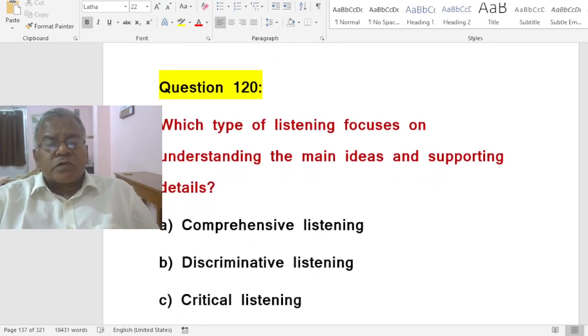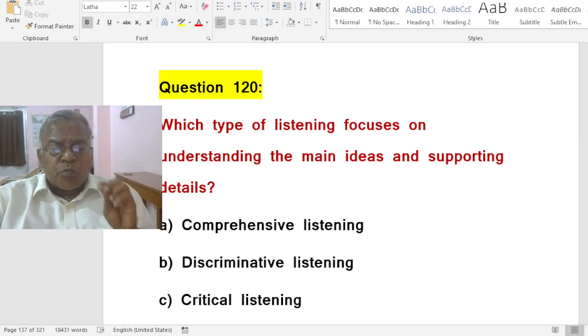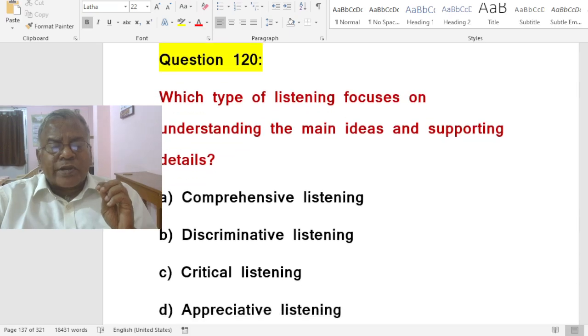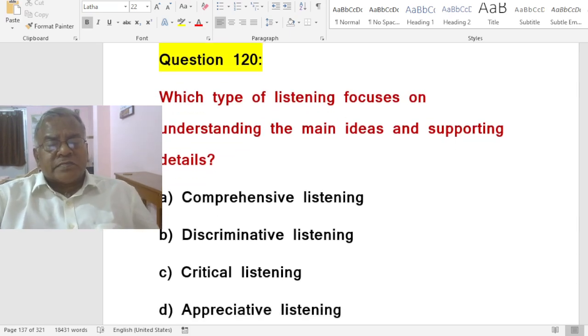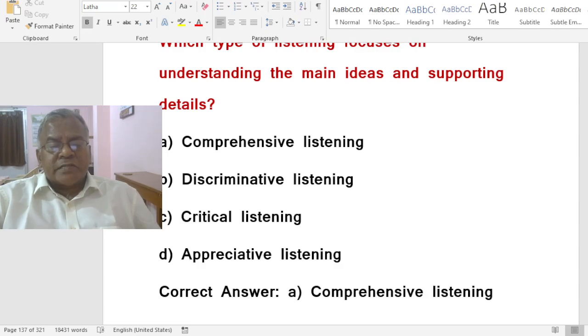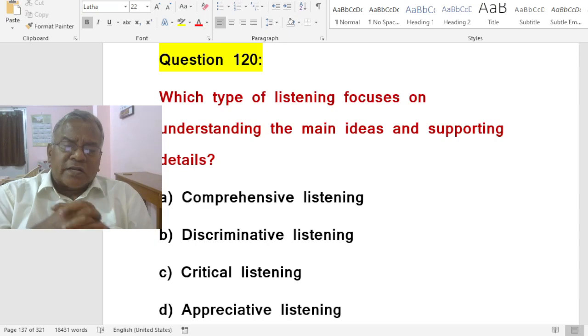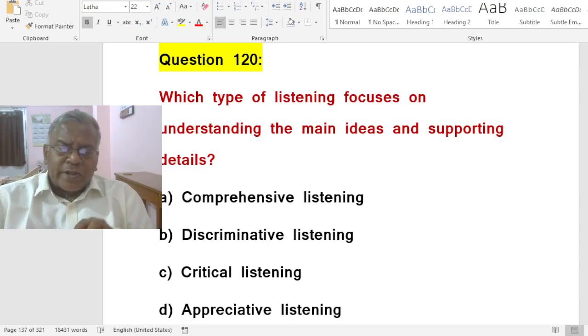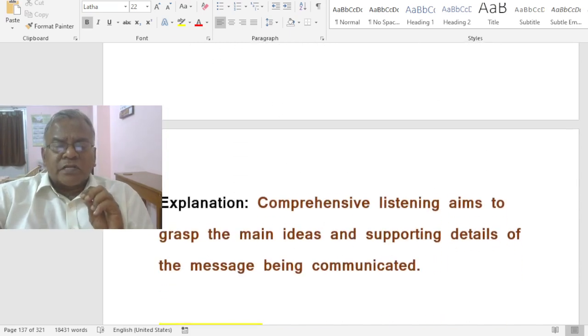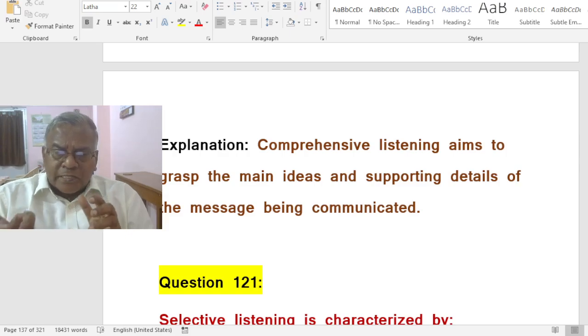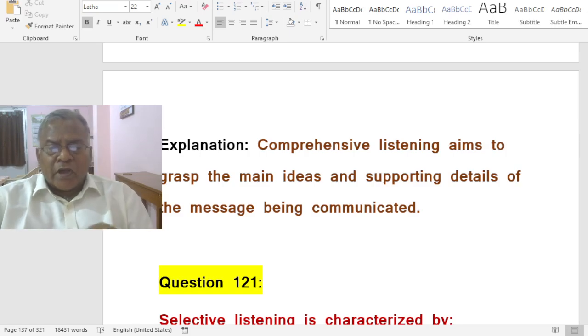Which type of listening focuses on understanding the main ideas and supporting details? A. Comprehensive listening. B. Discriminative listening. C. Critical listening. D. Appreciative listening. What do you mean by comprehensive? Comprehensive listening is the right answer here because it focuses on understanding the main ideas and supporting details. Comprehensive listening aims to understand the main ideas and the supporting details of the message being communicated. I hope you understood this.